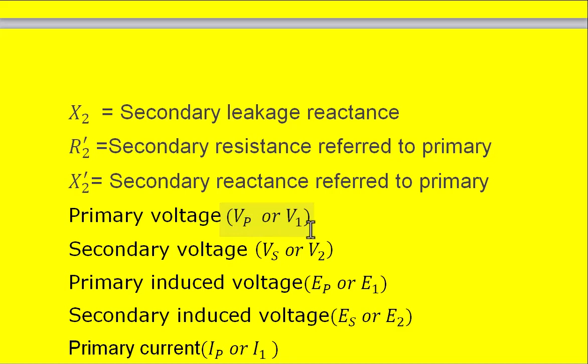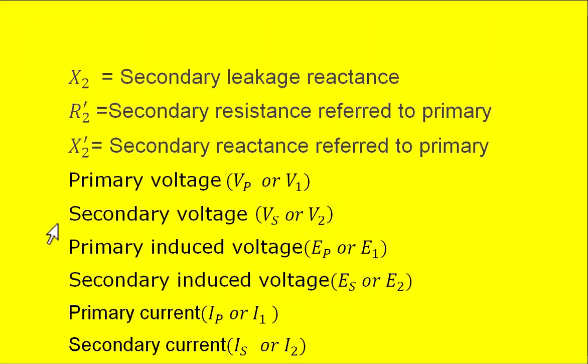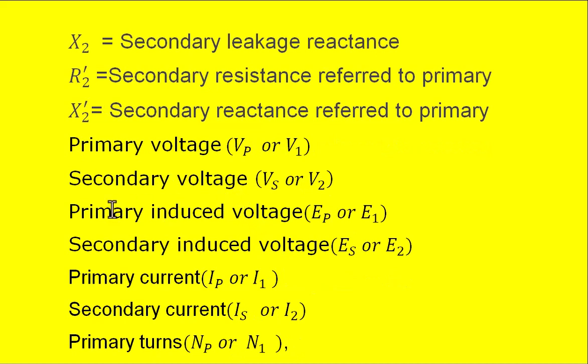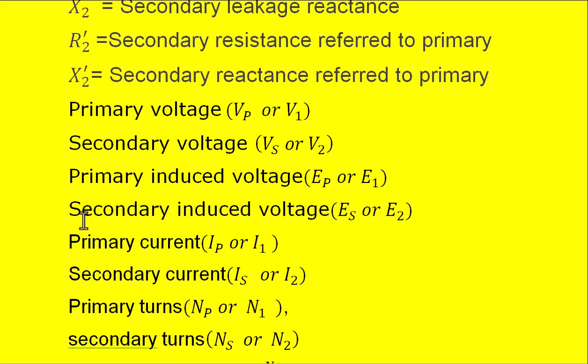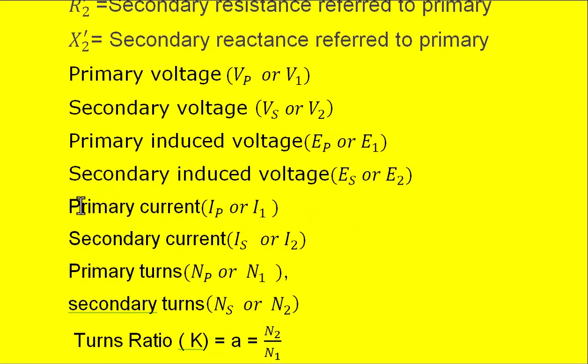Next, primary voltage, also called applied voltage to the winding, is represented with Vp or V1. Next, secondary voltage, this is the voltage across the load or across the terminals of the secondary winding. Next, primary induced voltage. This is the induced voltage in the primary winding and represented by Ep or E1. Next, secondary induced voltage, normally represented with Es or E2, is the induced EMF in the secondary winding.